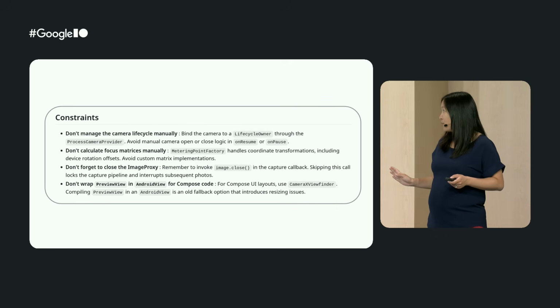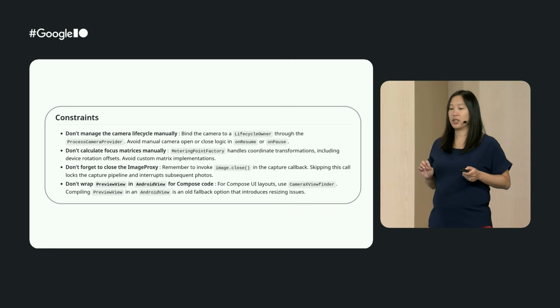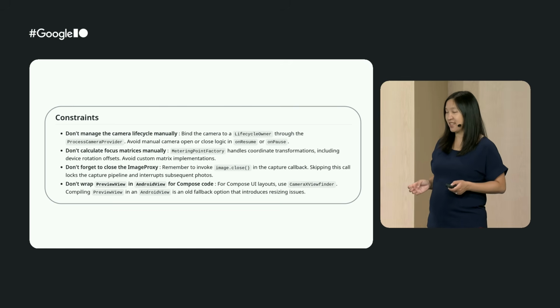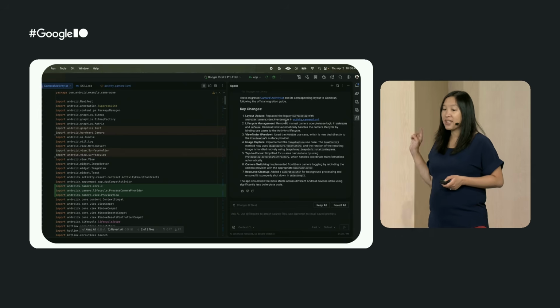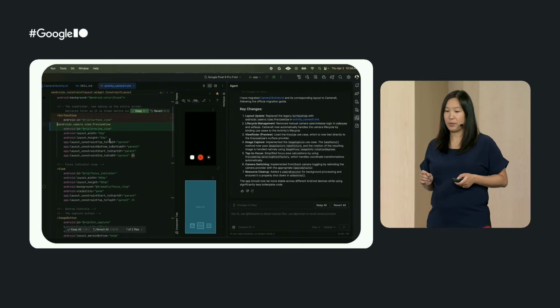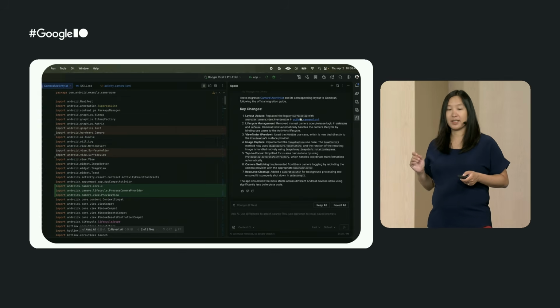And now into my favorite part of the skill, which is the what-not-to-do logic, shown here under constraints. We've baked in best practices into the skill, like don't manage the lifecycle manually, don't forget to close the image proxy, and don't wrap the PreviewView in AndroidView unnecessarily. When you look at the diff, it replaced the legacy SurfaceView with a modern PreviewView. It handled the lifecycle, and it also implemented some enhancements like tap to focus.